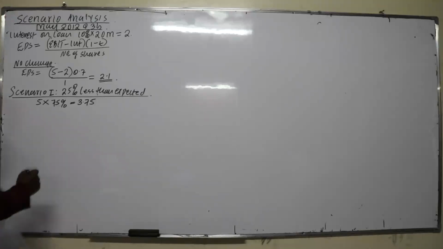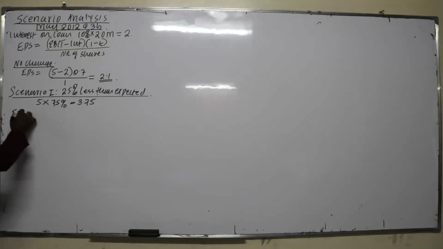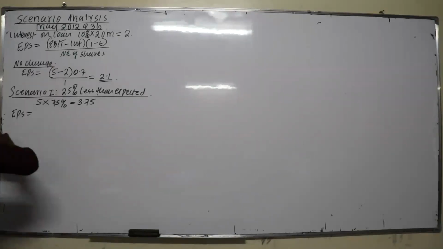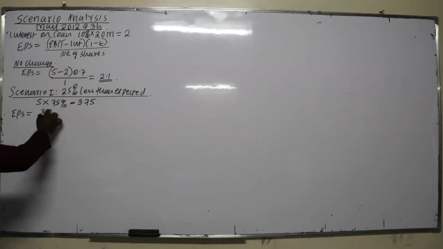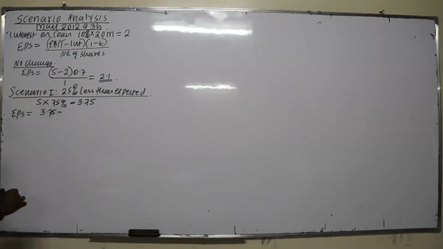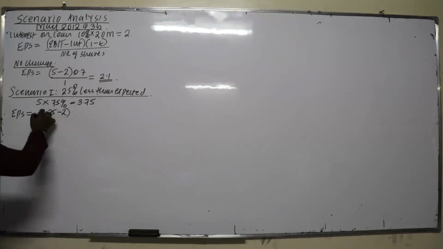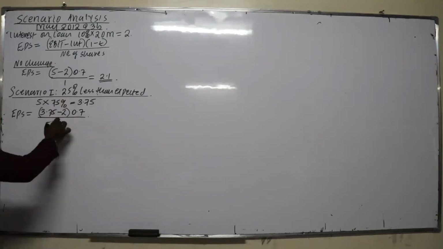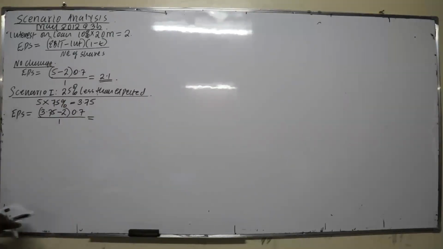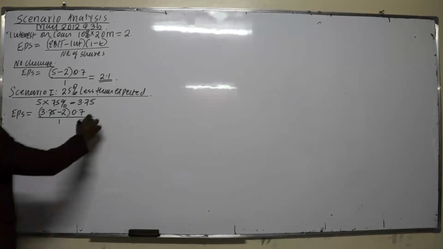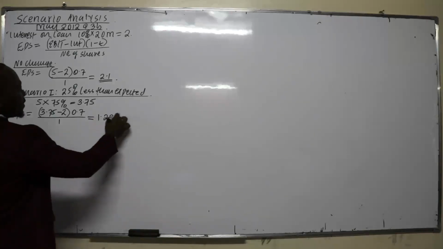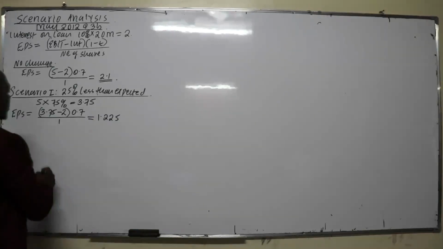You take the EBIT, which is 3.75. The interest remains constant, interest is 2. Times 1 minus T, 0.7. The number of shares does not change, it's 1. So how much will be the earnings per share? 1.225. Good.